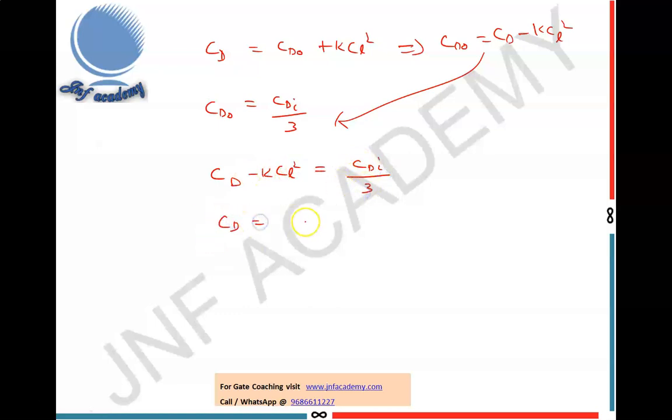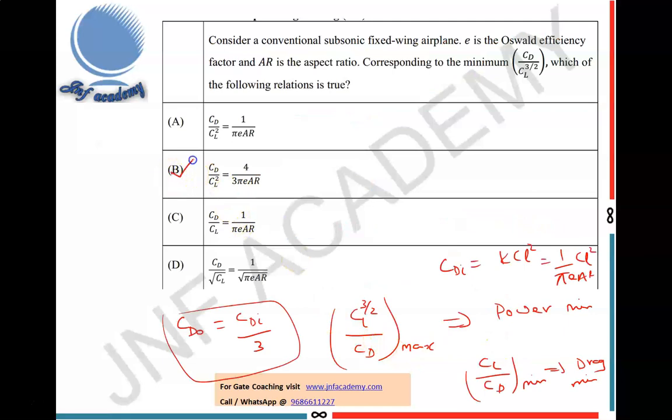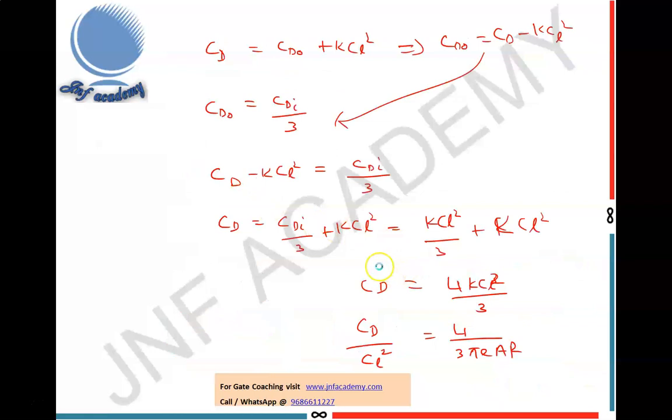Now CD is equal to CDI by 3 plus K CL square. Again, CDI is also nothing but KCL square, right? So KCL square by 3 plus KCL square. So you will get 4 KCL square divided by 3 equal to CD. Right? Now CD by CL square, you take the CL this side, is equal to 4 K by 3. What is K? 1 by pi EAR, right? So 4 by 3 pi EAR. If you see, option B is the right answer, right? CD by CL square is equal to 4 by 3 pi EAR. That's what we also got. So option B is the right answer.